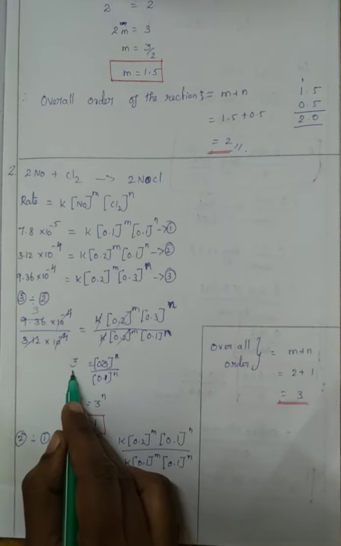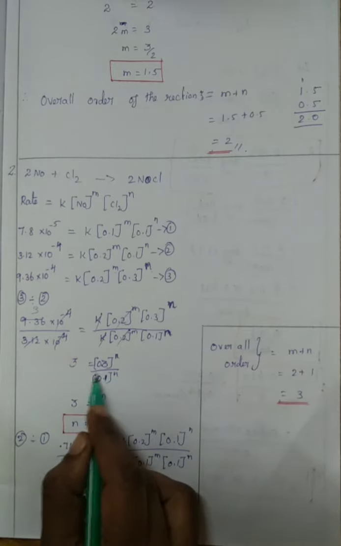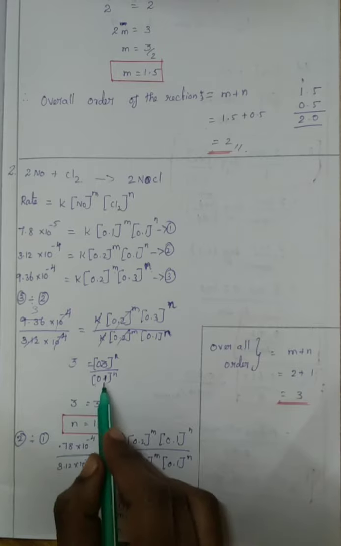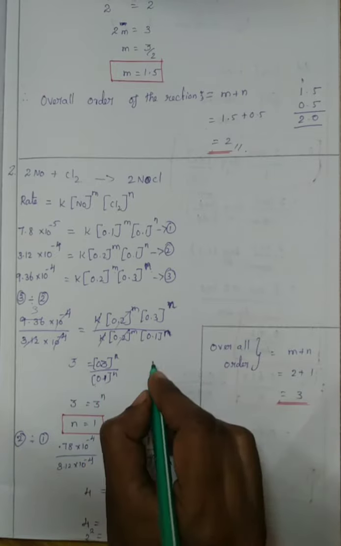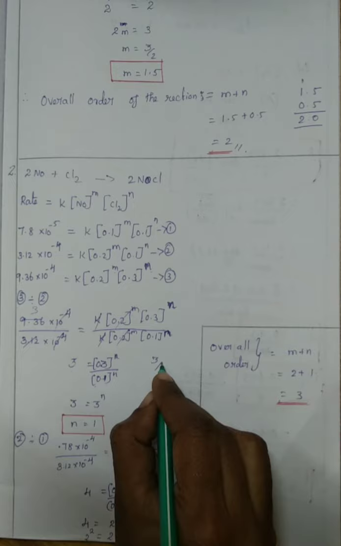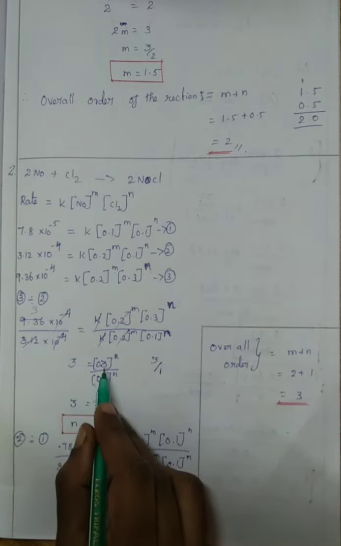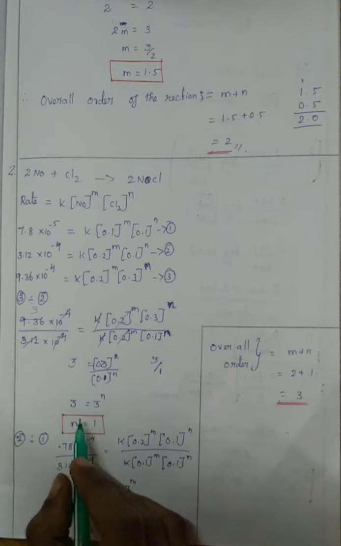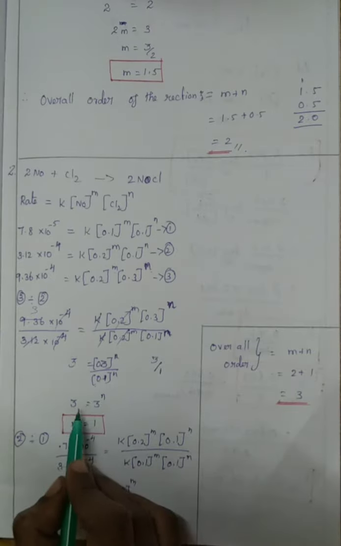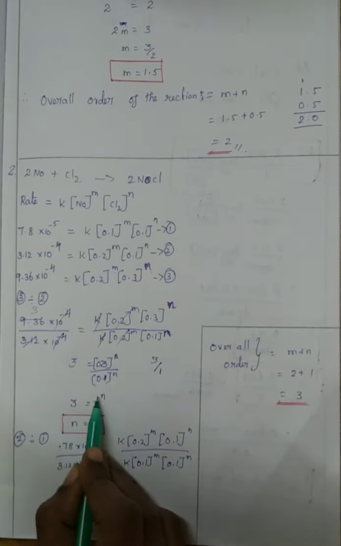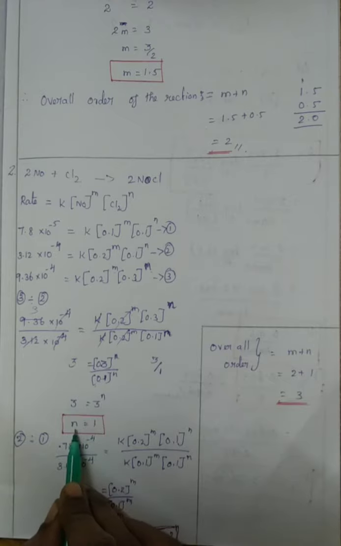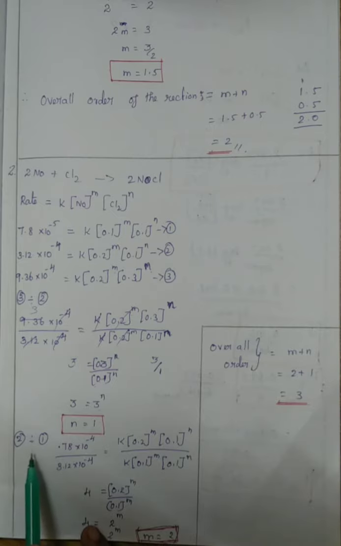So 3 equals 0.3 power N divided by 0.1 power N. It is like that only, 3 divided by 1, which means 3. So these two numbers also have equal digits, so we can write 3 equals 3 power N. Here the bases are equal, so the powers are also equal. N equals 1. So I find the value of N as 1. Then I am going to find the value of M.